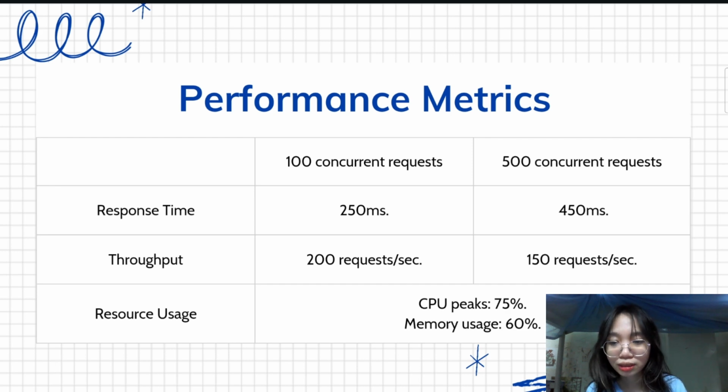Resource usage: the CPU peaked at 75% and the memory usage was at 60%. These metrics demonstrate that our system with the Nginx reverse proxy is robust and efficient even under significant load.